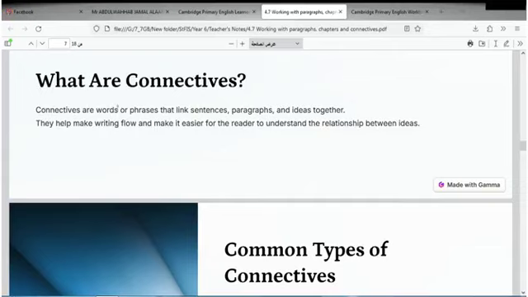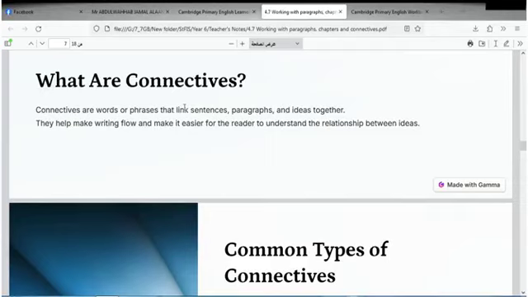So connectives are words or phrases which link words, phrases, sentences or clauses, paragraphs and ideas with each other. So sometimes you have a connective which links two words with each other to make a phrase, or two clauses with each other to make a sentence, or two sentences with each other to make a paragraph, or two paragraphs with each other to make a chapter.